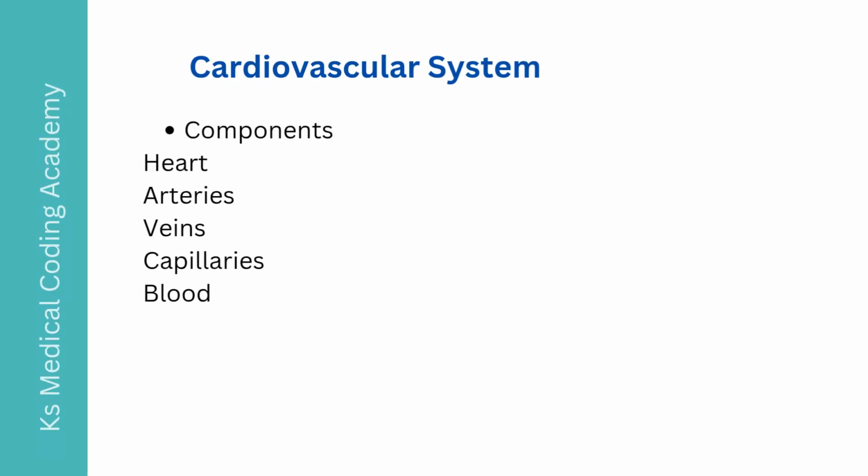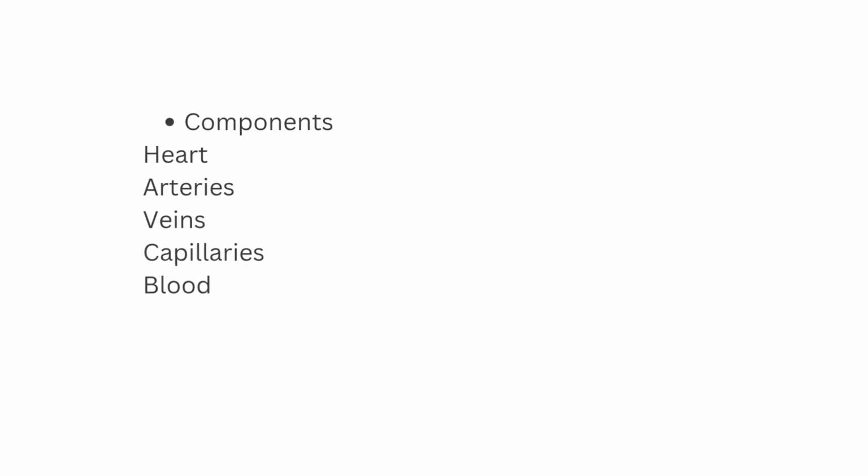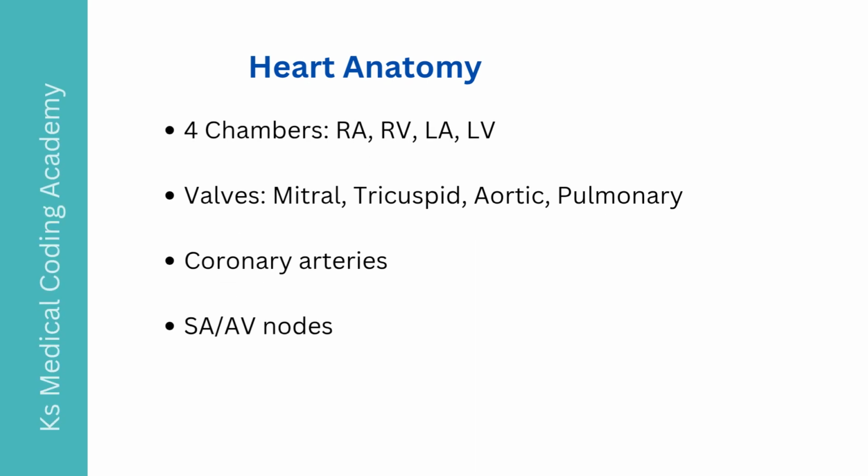Cardiovascular system. Components. The cardiovascular system includes the heart, arteries, veins, and blood. It circulates oxygen and nutrients throughout the body. Heart anatomy. The heart has 4 chambers: right atrium, right ventricle, left atrium, and left ventricle. It also contains 4 major valves. Coding cardiac conditions requires understanding coronary arteries and conduction nodes.